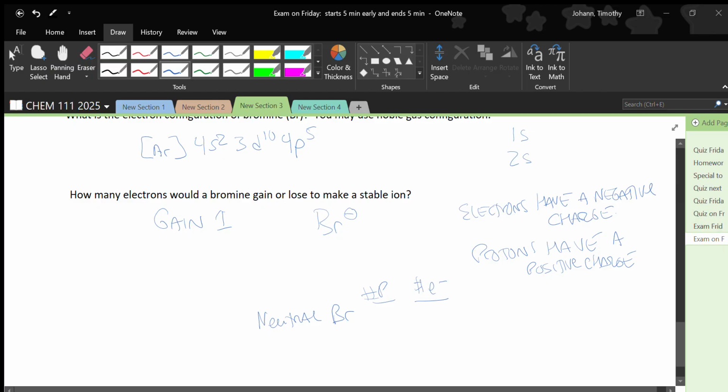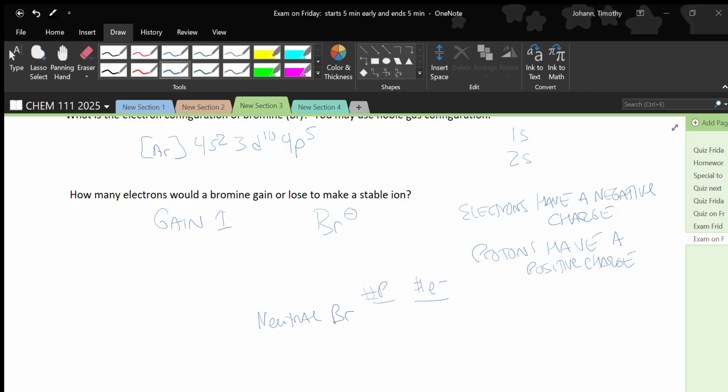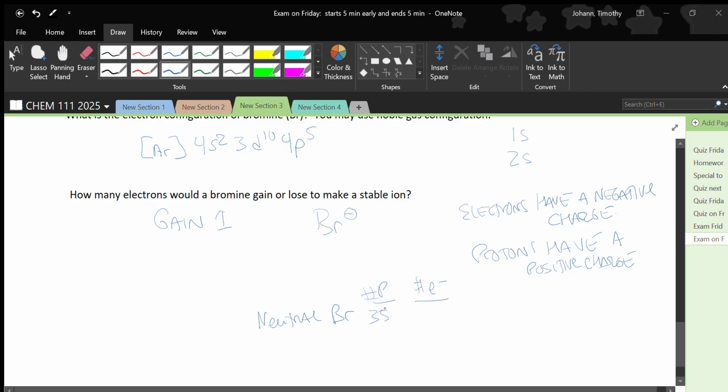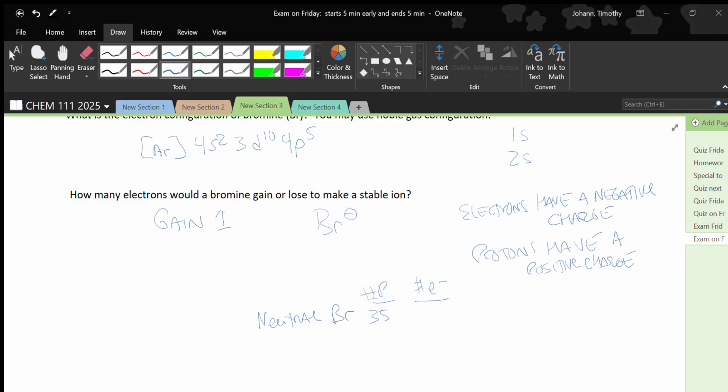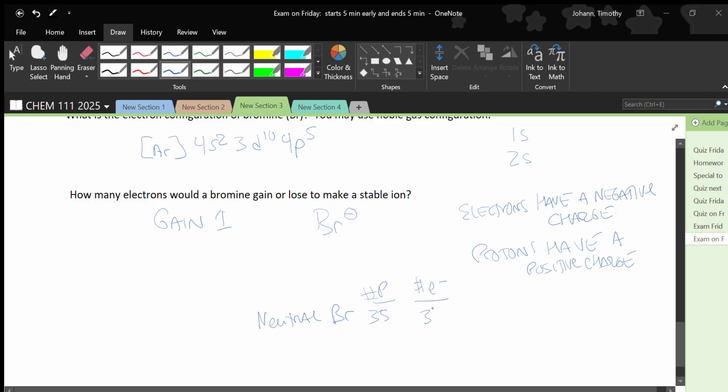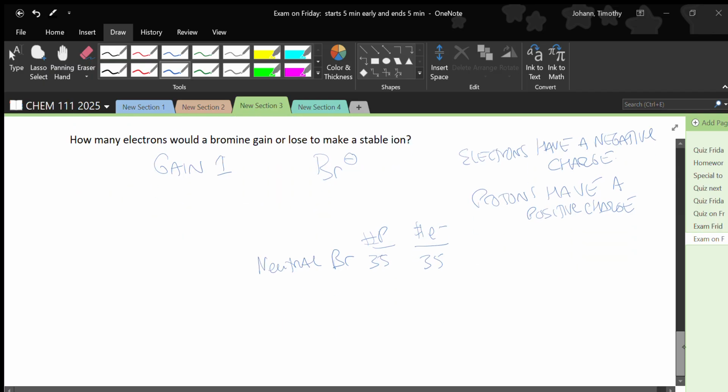neutral bromine has how many protons? 35. Yep, has 35. Right off the periodic table, it's the atomic number. How many electrons would it have if it's neutral? 35. So 35 pluses plus 35 minuses, right? Okay. And then ionic bromine, okay, is going to be 35 electrons. We said to be stable, it would gain 1 electron, right? So it would have 36 electrons.